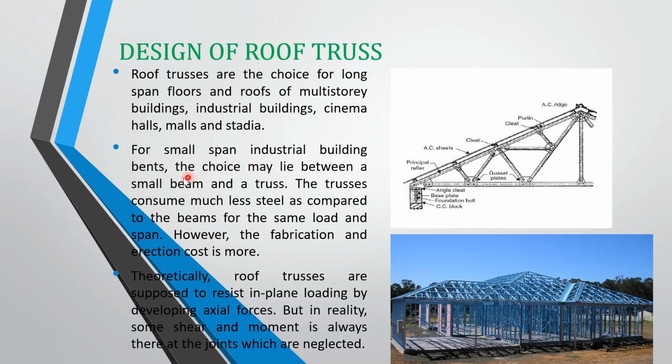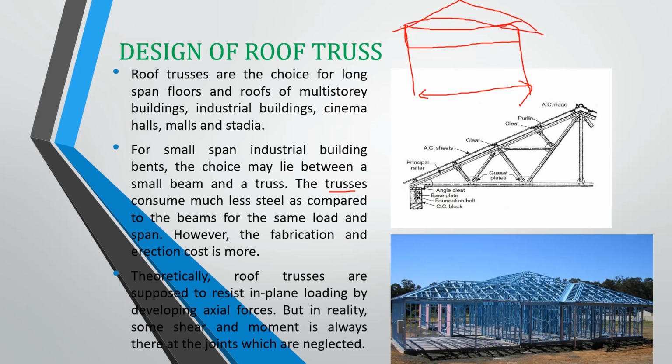For small span industrial buildings, the choice may lie between a small beam and a roof truss. For example, if this is our span of any building or any structure, then we have two options. Either we can connect these two columns using a beam, or we can design a truss for the roof of this structure. The trusses consume much less steel as compared to the beams for the same load and span. However, the fabrication and erection cost is more.